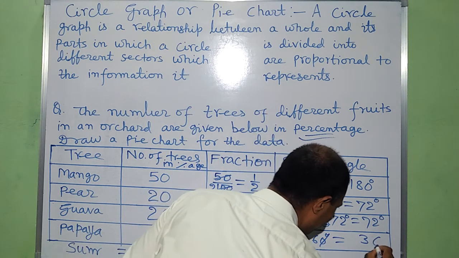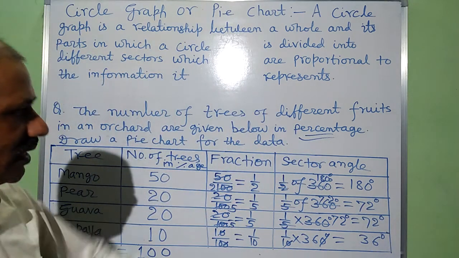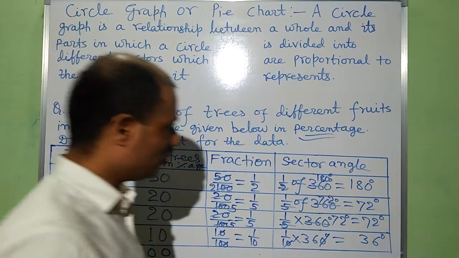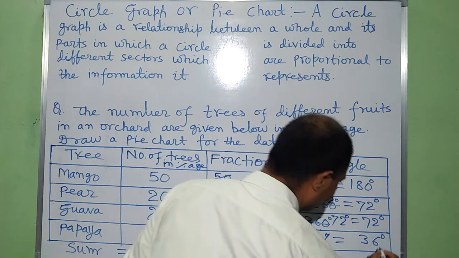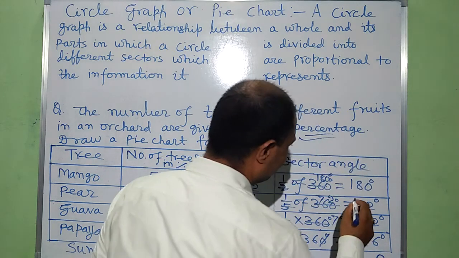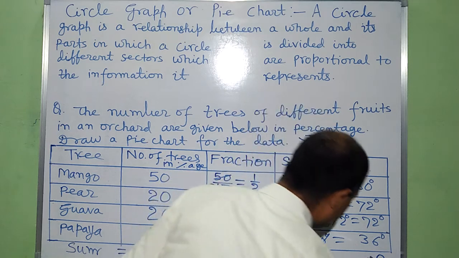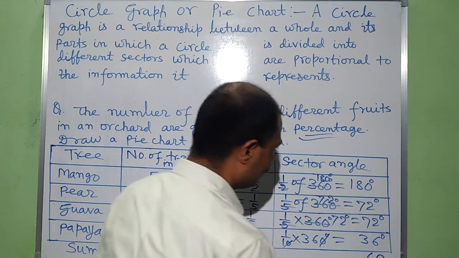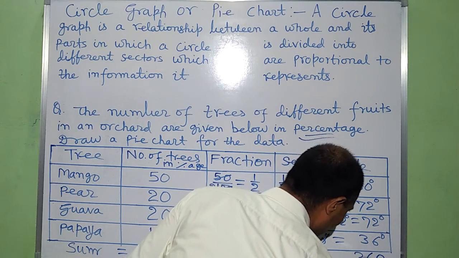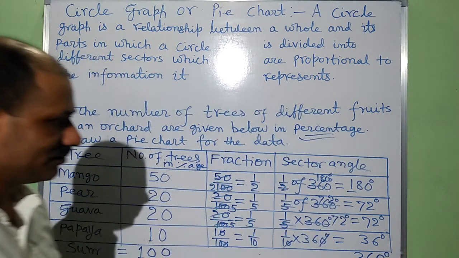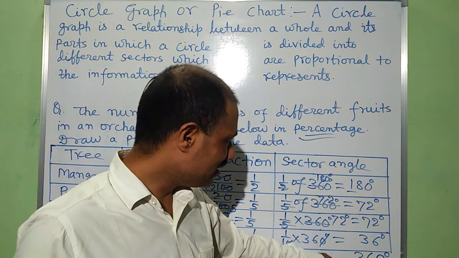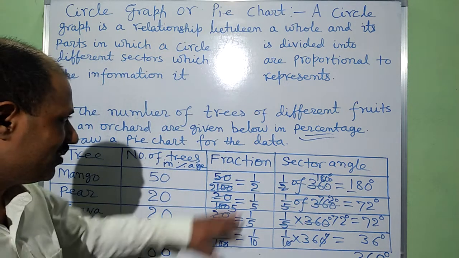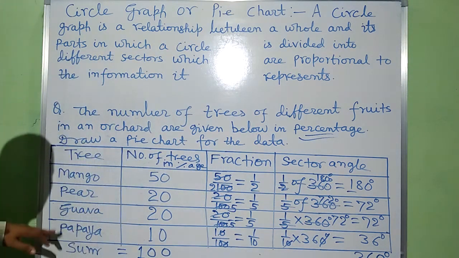Now we have 36 degrees, and its sum will give the angle at the center. We can find the total angle by its sum. This will be 360 degrees. This is the central angle, that is, the center of the circle. This is 360 degrees. This angle is divided into different parts, which are the sector angles for the given number of trees.